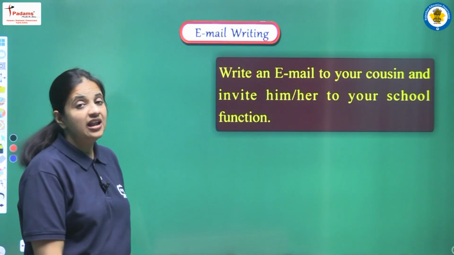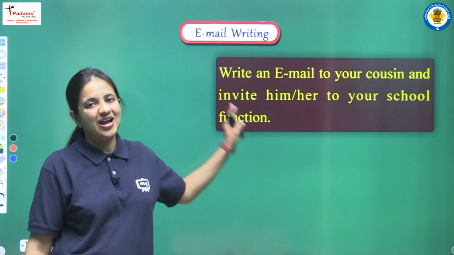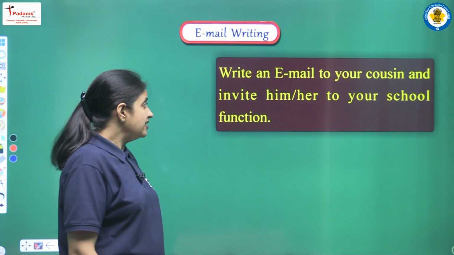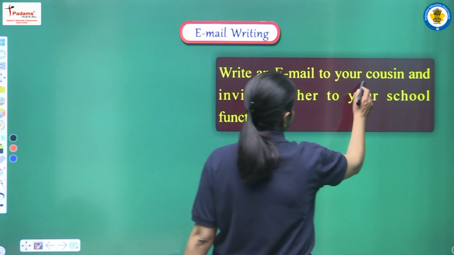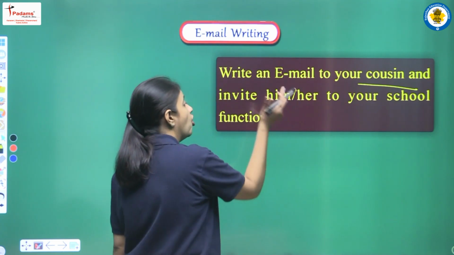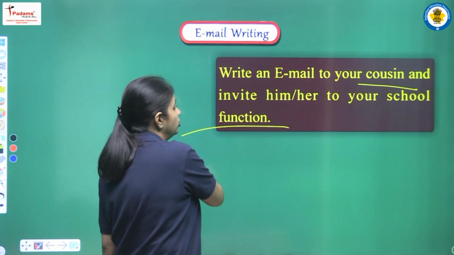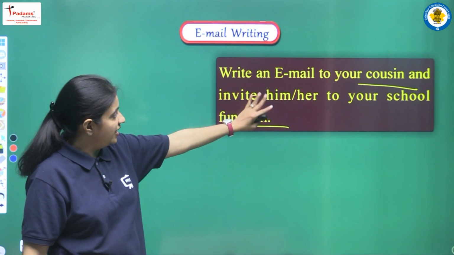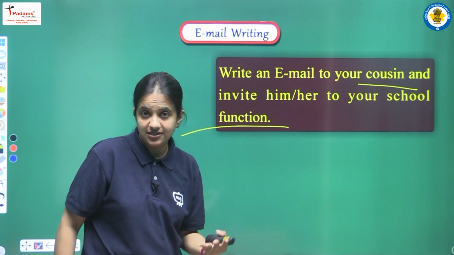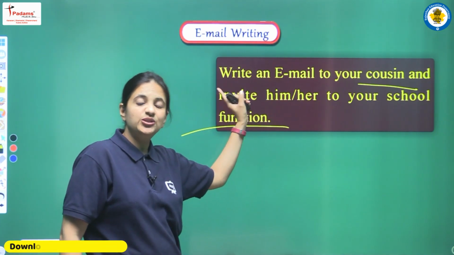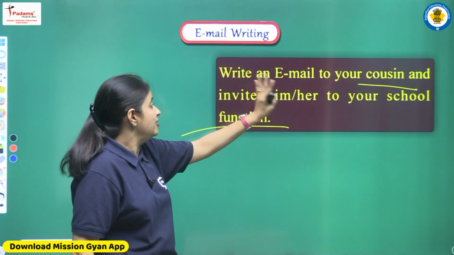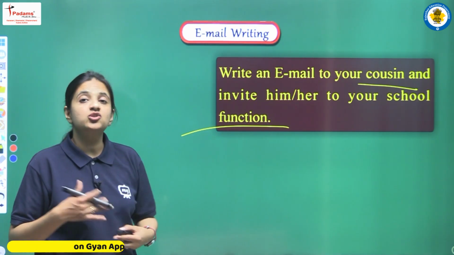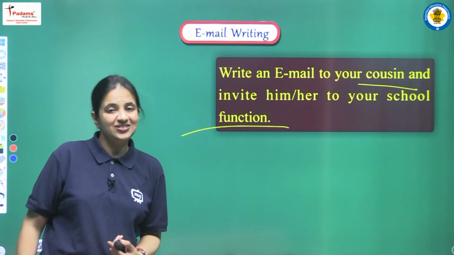Next, moving on, we have one more example with us. So now let's read the question, what this email is all about. Write an email to your cousin and invite him or her to your school function. So now what is the question? This time we have to write the email to our cousin. The cousin can be male also, the cousin can be female also, and we have to invite him or her. Why? To attend our school function. Okay, so this is the question.